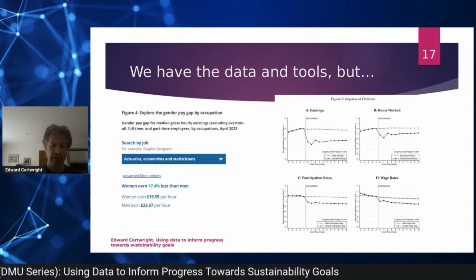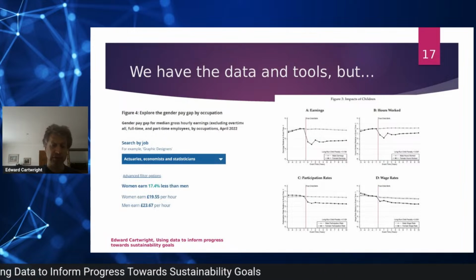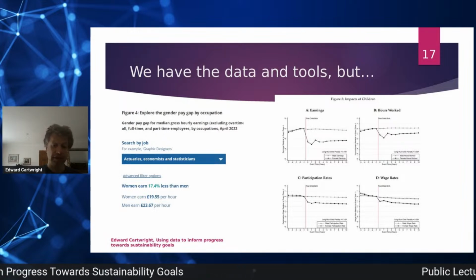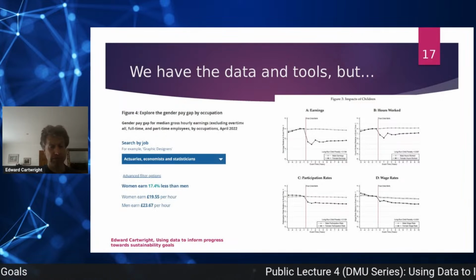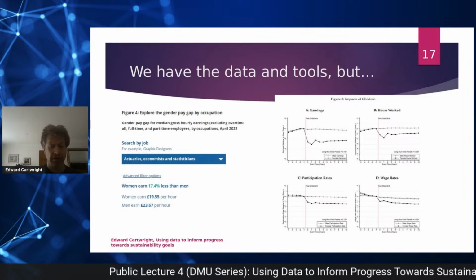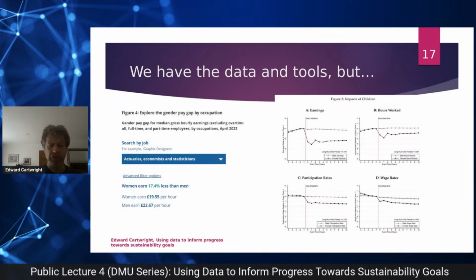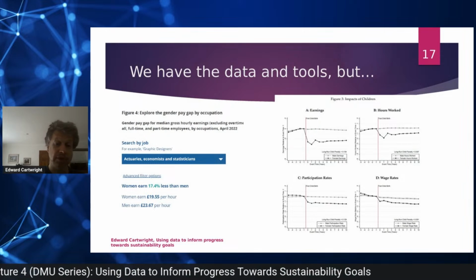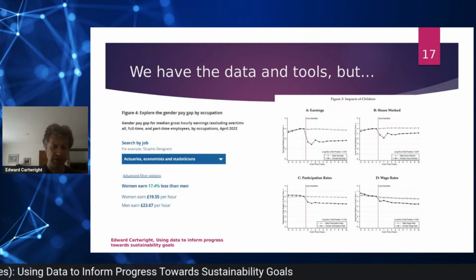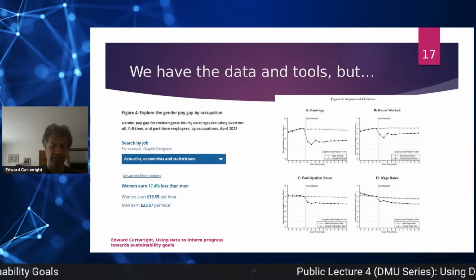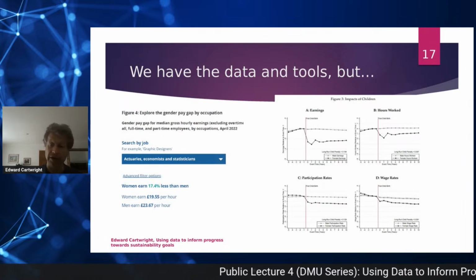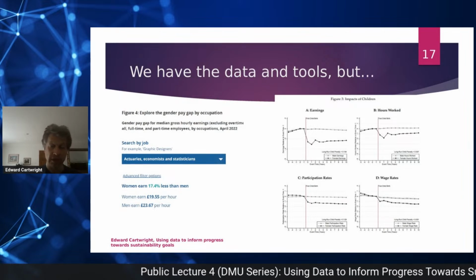Just to give you a quick example, on the left-hand side, I've talked a lot about the gender pay gap in the UK. We now have this wonderful data. This is a government website where you can look up the gender pay gap, for instance, by types of profession. Here I've looked up economists, given that I'm an economist. Women earn on average £20 per hour and men earn on average £23.67 per hour. So you can see that gender gap.